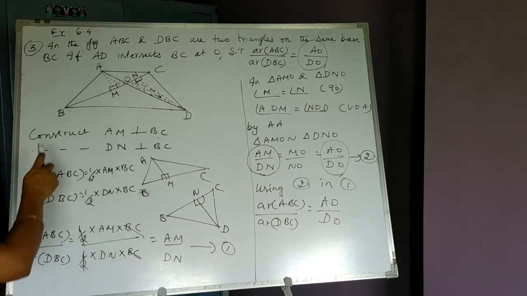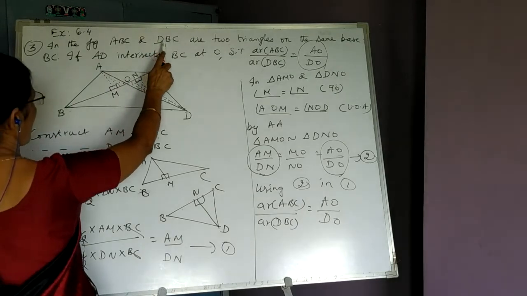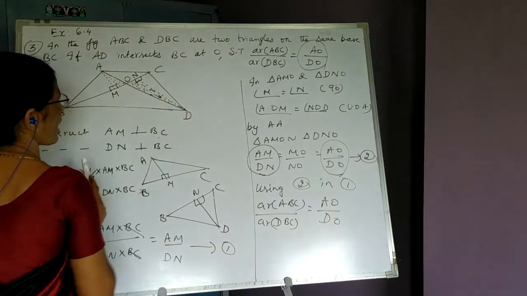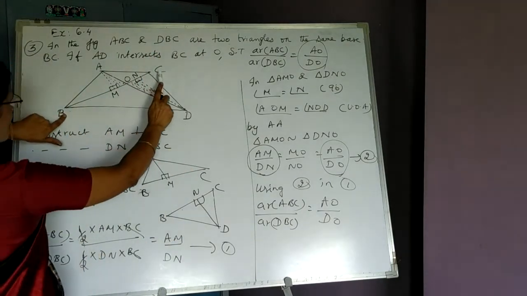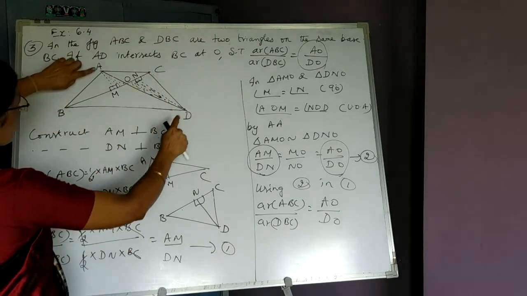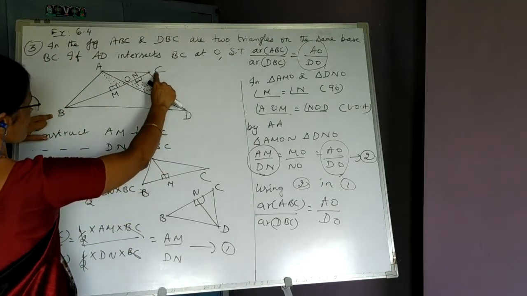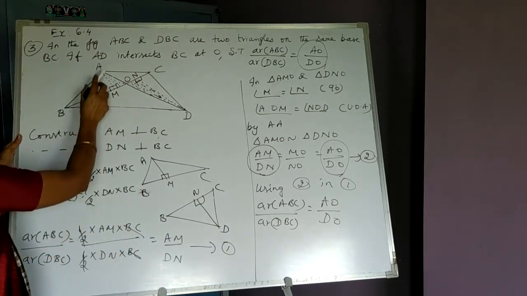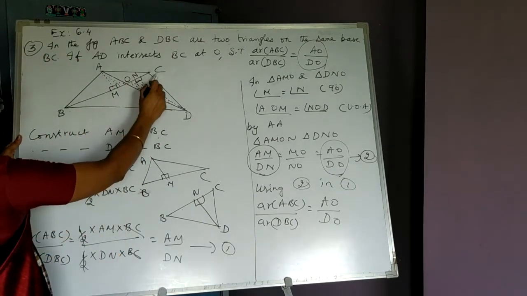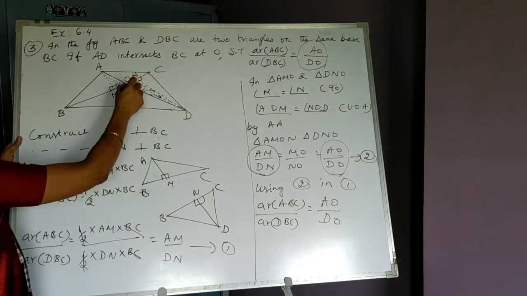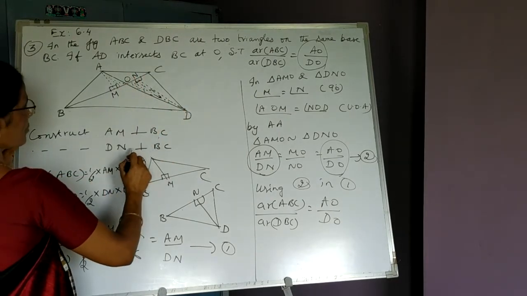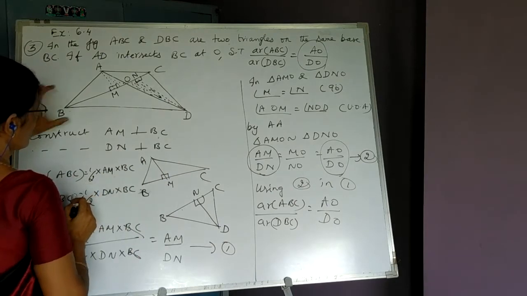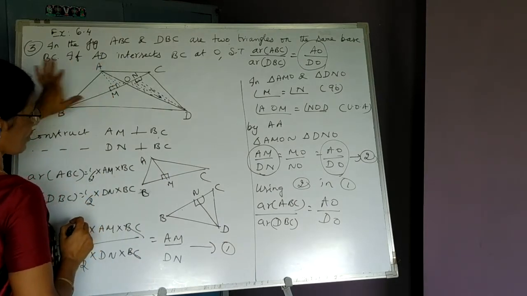So in this figure, ABC and DBC are two triangles on the same base BC, right? It is given that AD intersects BC at the point O. And what we have constructed: construct AM perpendicular to BC and construct BN perpendicular to BC. Because we have to find out area, we need altitude here, that we have constructed.